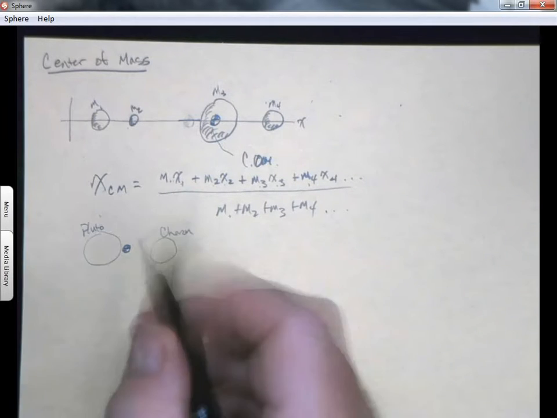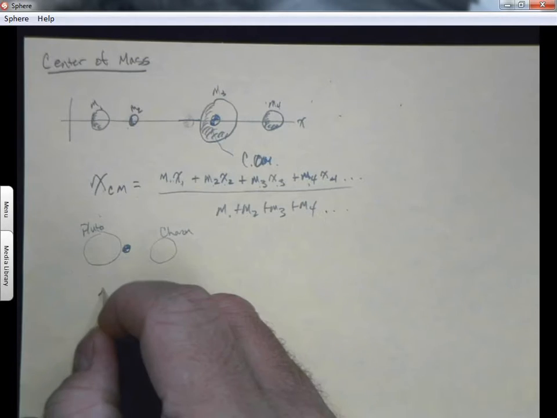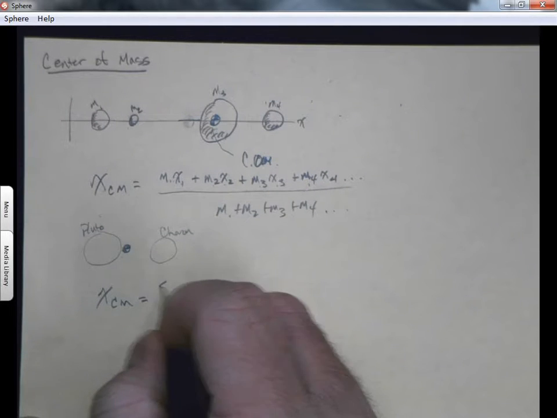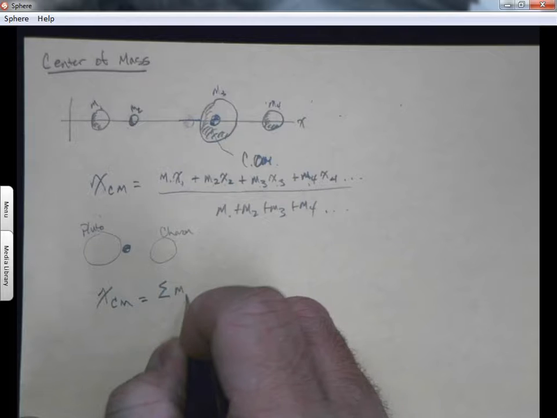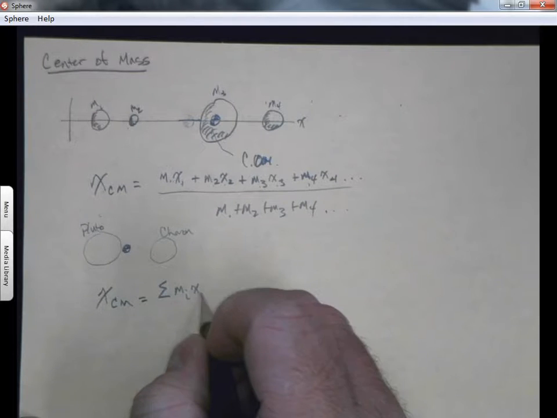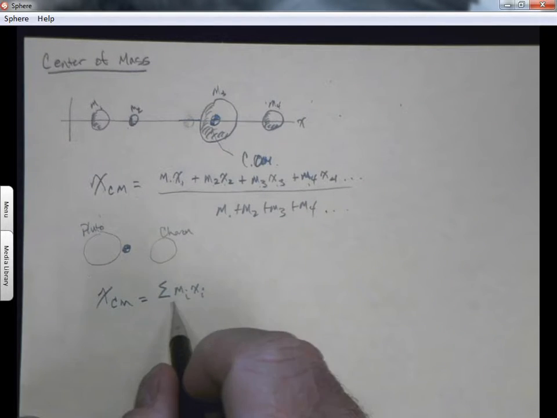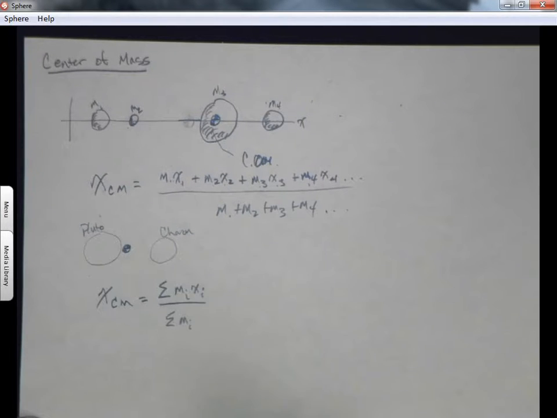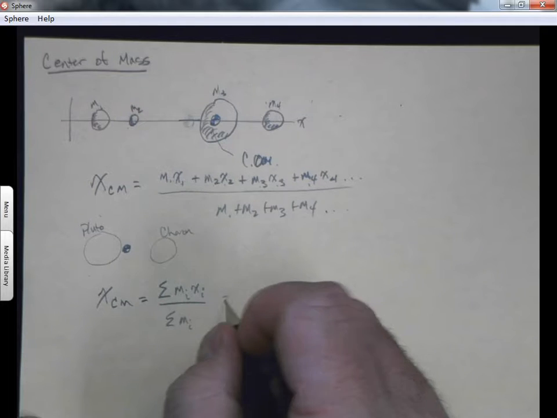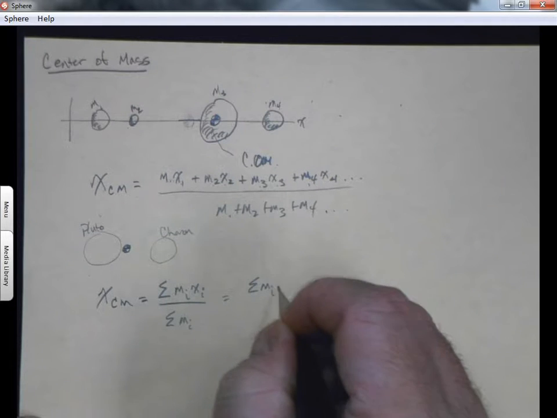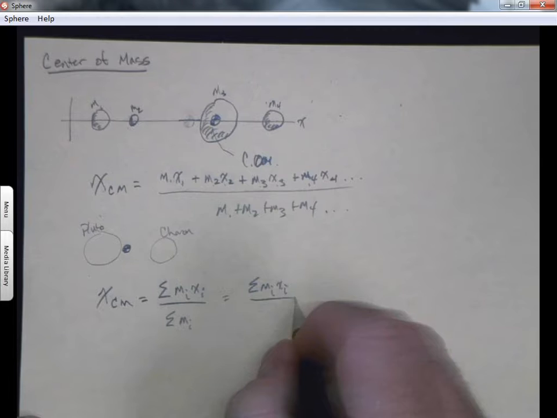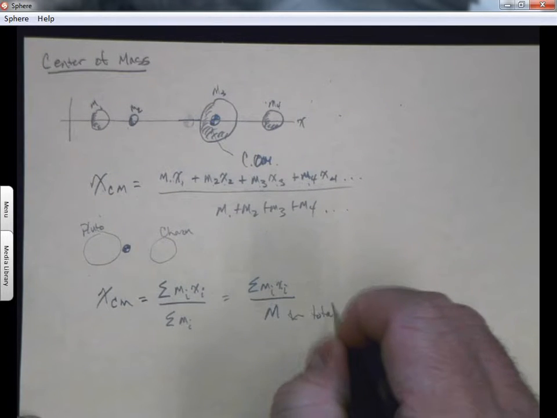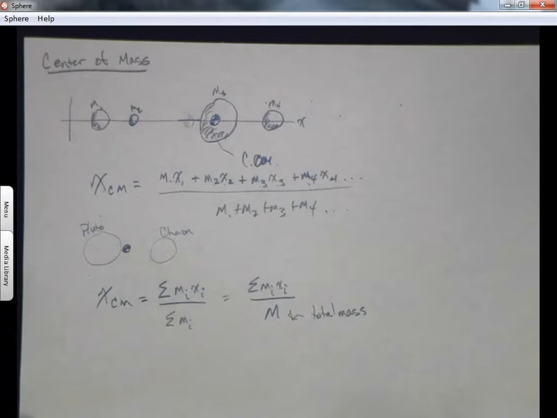All right, so we have another way of writing this. The x position of our center of mass is really equal to the sum of all the masses times all of their positions, over the sum of the masses. Another way we can write this is the sum of m_i x_i over this big M, which is the total mass of the system.